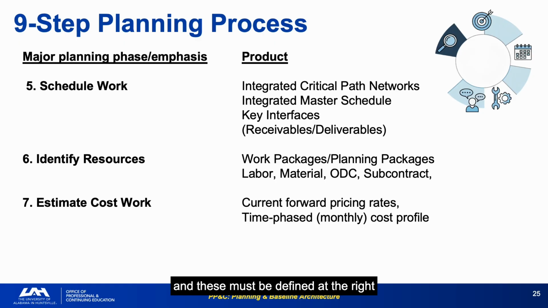Work packages and planning packages, step 6, are where the schedule connects to the financial system. This is where EVM lives, and these must be defined at the right level of detail to be measurable, but not so granular that they become unmanageable. The time-phased monthly cost profile produced in Step 7 is your baseline for budget execution tracking. If it is wrong here, phased incorrectly, based on optimistic assumptions, it will produce misleading analysis every month for years.